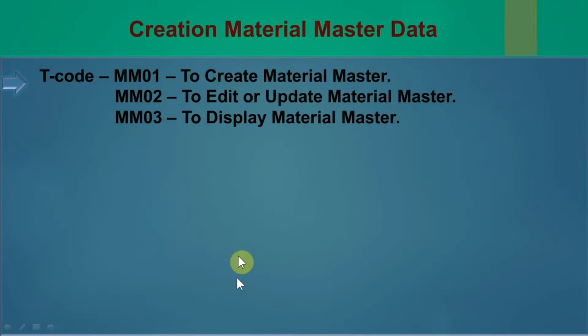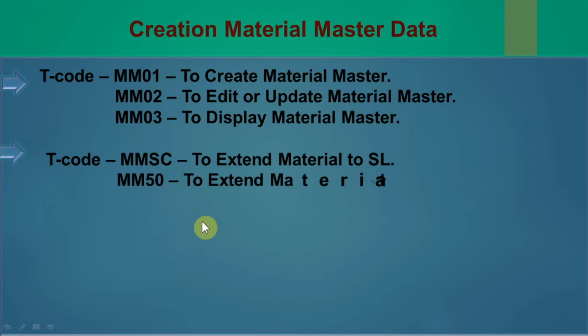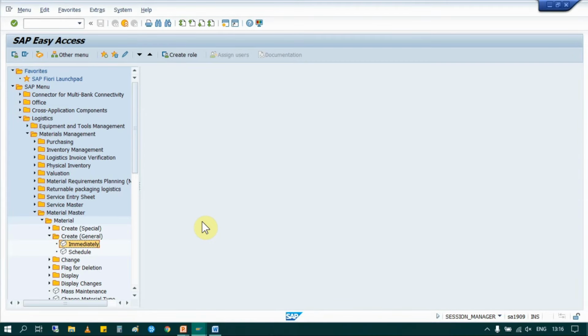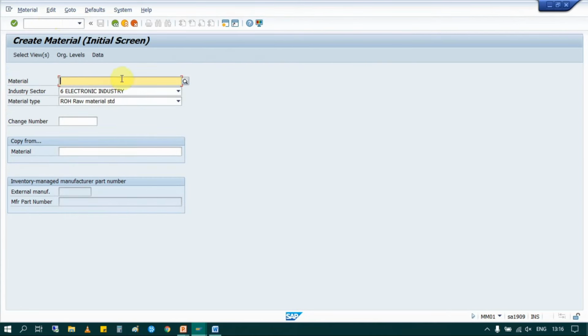Next, I have shown you this T-code. Then what is next? How to extend the material. So we will see how to extend a material from one plant to another plant. So let's consider I have this material already, 249, and I want to extend that to another plant. So I will use the mm01 T-code again. Then just put your material number here. I have 149, press enter.